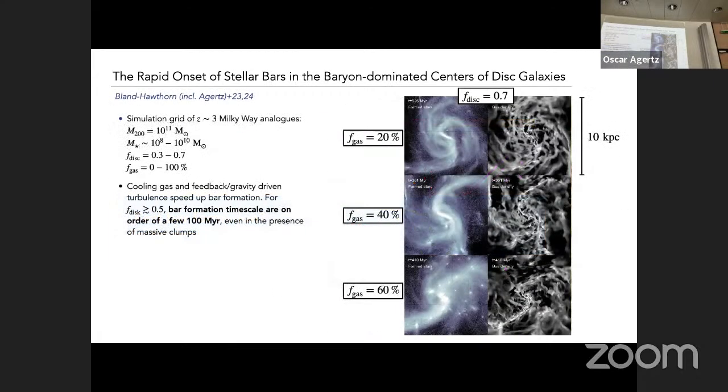So the last slide I want to show you here: we actually made some efforts at modeling Milky Way progenitors at redshift 3 in isolation, and we set them up in the way that people have done for a long time, in isolation.